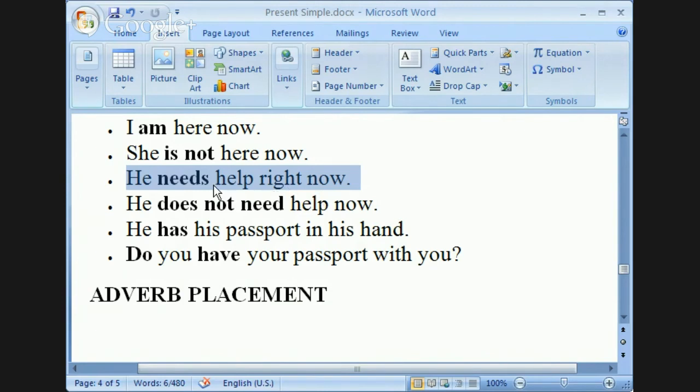Okay. All right. So some more examples. Needs. We can't say needing. This is a non-continuous verb. He is needing help right now. Doesn't really work. He needs help.